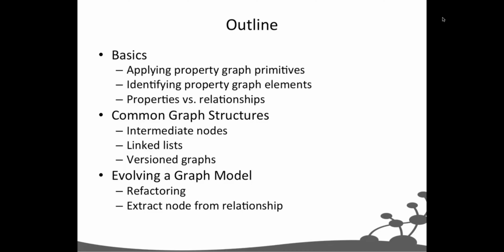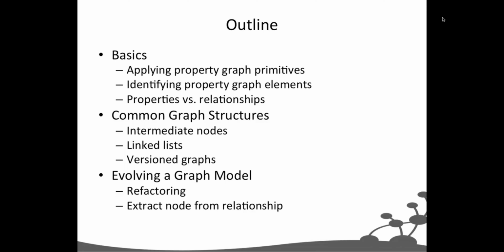There's a number of different common graph structures, but the three that I'm looking at today are the use of intermediate nodes, the use of linked lists, and finally how to model versioned graphs, or how to introduce versioned structures into your application graph model.